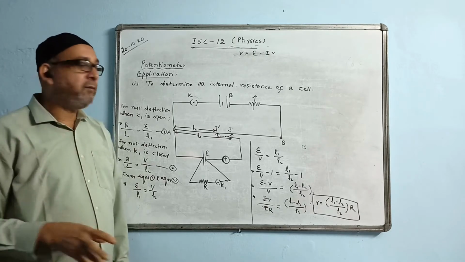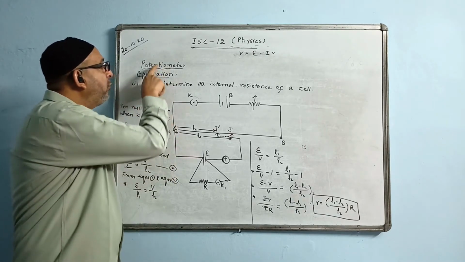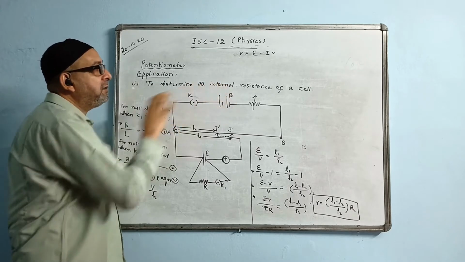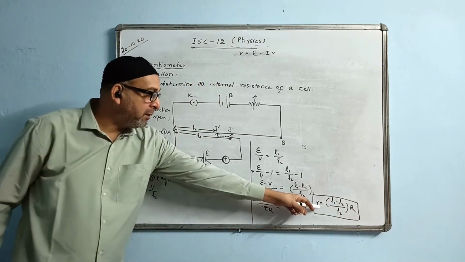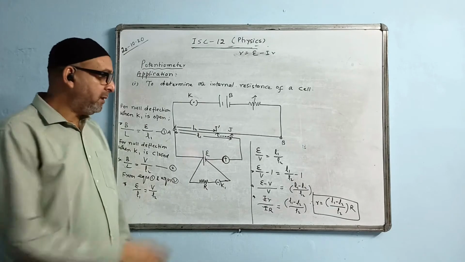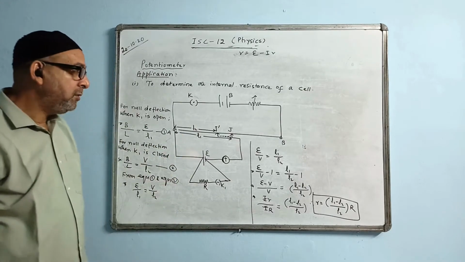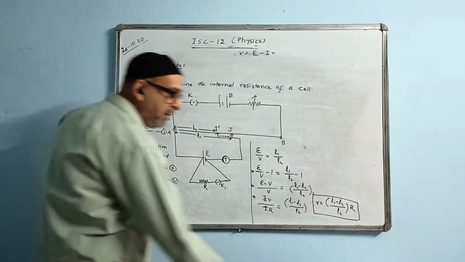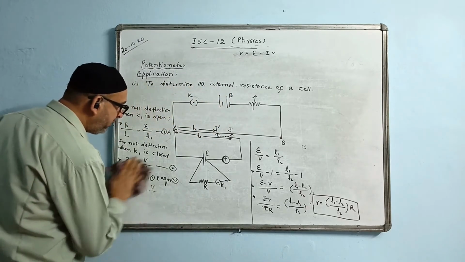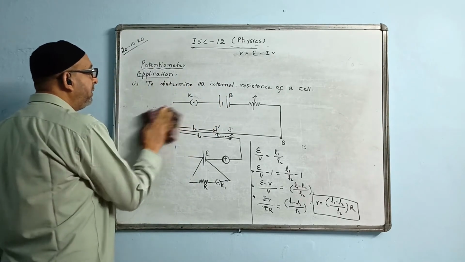There is no other instrument. We have a circuit. Potentiometer only is used to find the internal resistance of a cell, the value small r. We find it only by this method and by this circuit. So this is done. This was the last topic of current electricity.